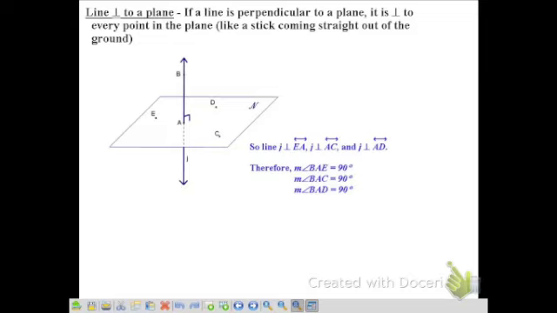Now, if we're talking about perpendicular to a plane, we're talking a little bit about something else. Just imagine holding your pencil on your desk so that the pencil is sticking straight up out of the desk. That's kind of the idea behind perpendicular to a plane, is that it's going to be perpendicular no matter where you look.